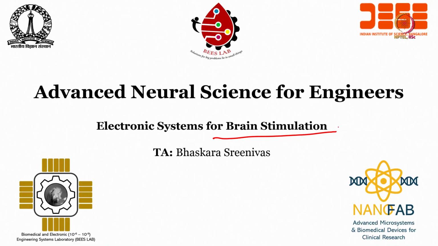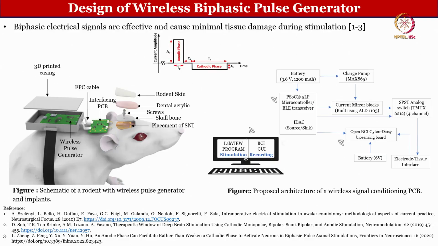So, welcome students, let us look at one more lecture on electronic systems for brain stimulation in the series of lectures on advanced neural science for engineers. Initially, we have seen fabrication. We have seen how to do fabrication of this neural implant, then we have seen the different characteristics that it has to satisfy to be a fairly good neural implant, if it is recording, if it is for stimulation and all those things.